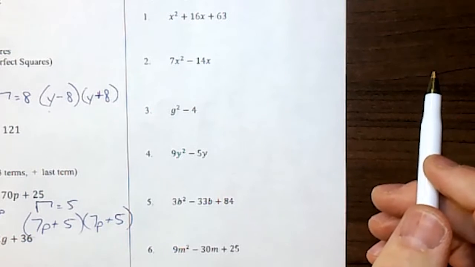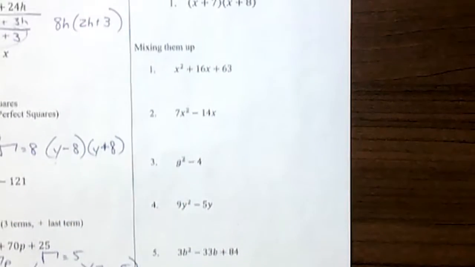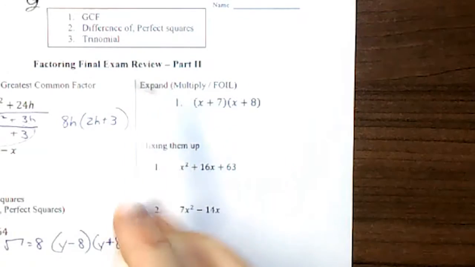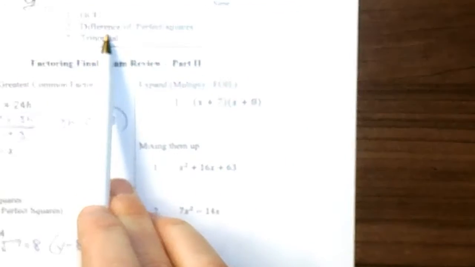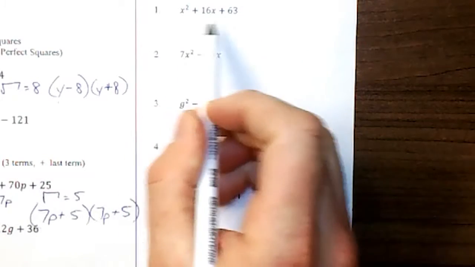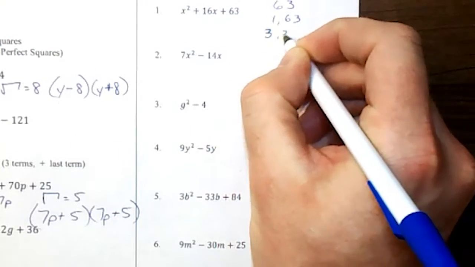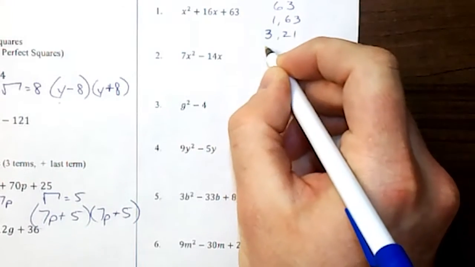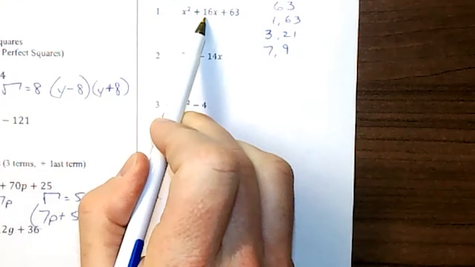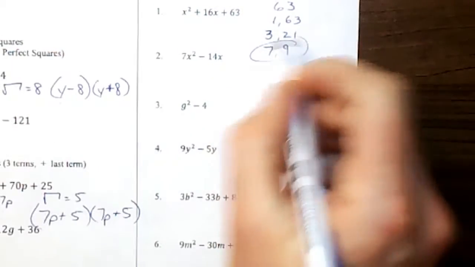Okay, so if we're mixing them up, we always want to go through the steps. Always check for GCF first, then the squares, then the trinomial. So this one here, GCF, nothing goes into this and this one. This one has no x's, this one doesn't have a number, no perfect squares, so I'm going to do a trinomial. The one that adds to 16, 7 plus 9 is 16.